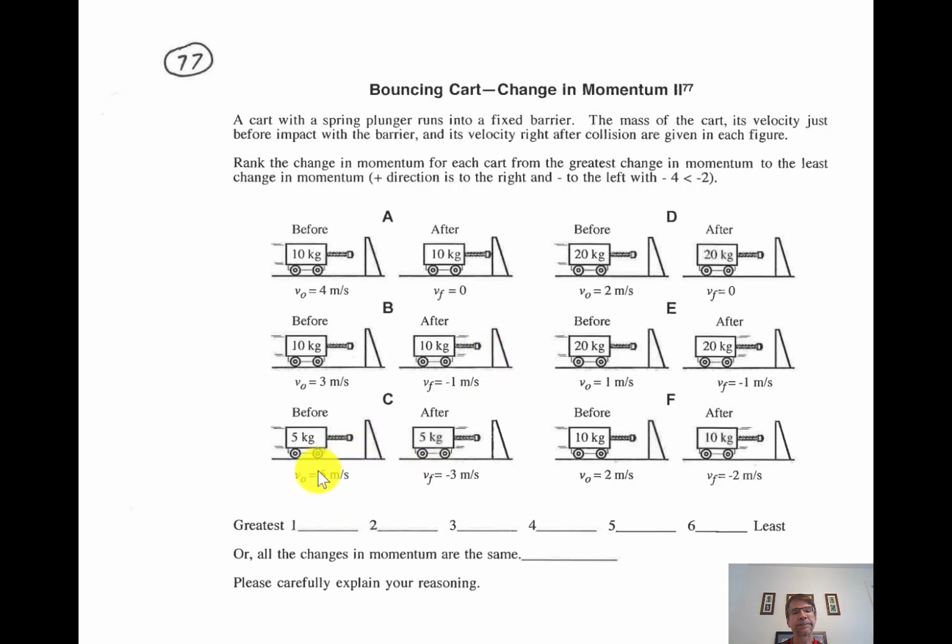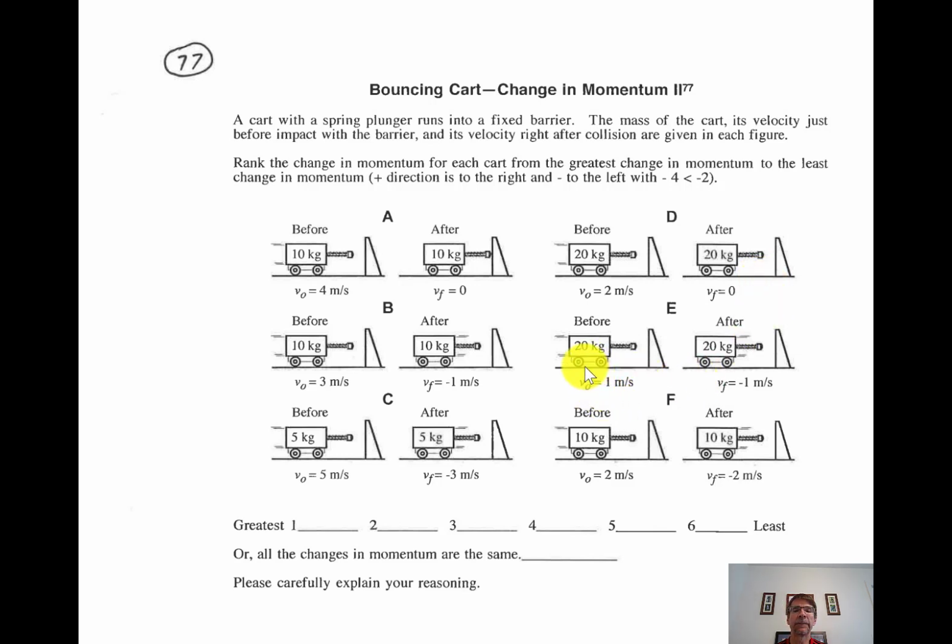Part C. Initial momentum is 25 to the right. Final is negative 15. That's to the left. That's also a change of 40 to the left. Tied again. And if you go through all of these, in this case, part D, the initial momentum is 40 to the right. It comes to a dead stop. So its change is negative 40. And in fact, all of these are negative 40.